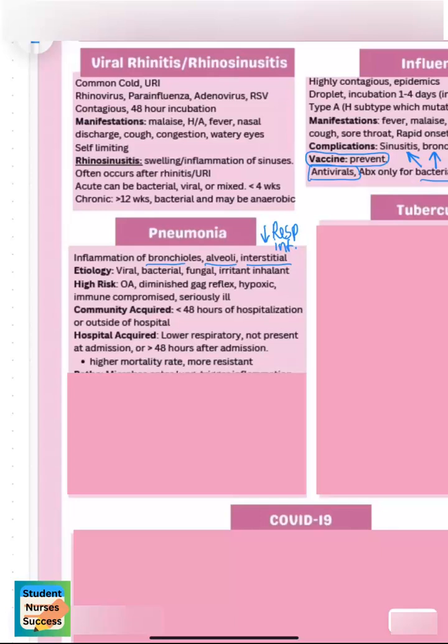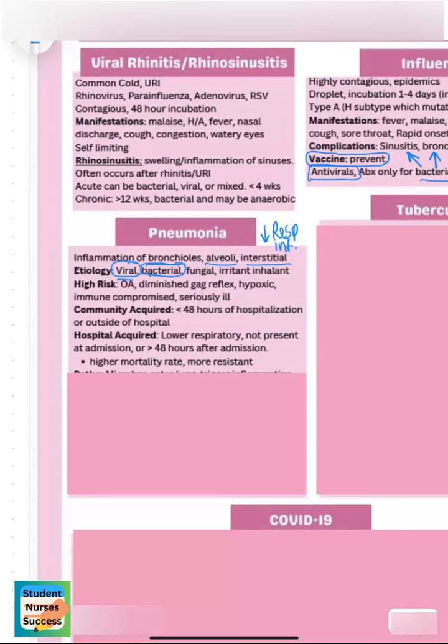Causes of pneumonia can be viral, bacterial, or fungal. Inhaled irritants can also exacerbate and cause pneumonias. What we see most commonly in the public is either viral pneumonia or bacterial pneumonia, and they actually present very differently. We'll talk about the way that each of those presents.